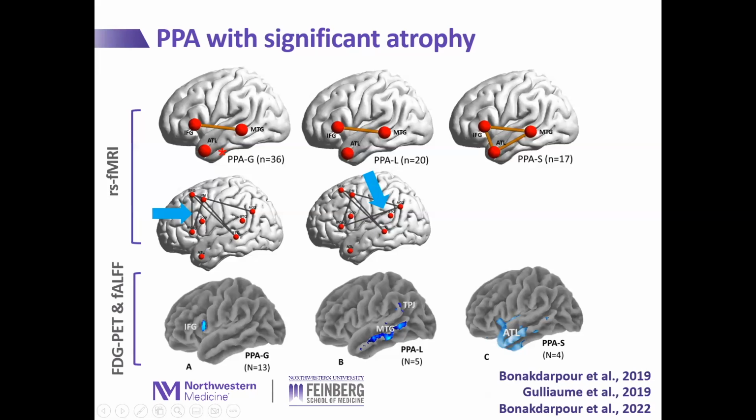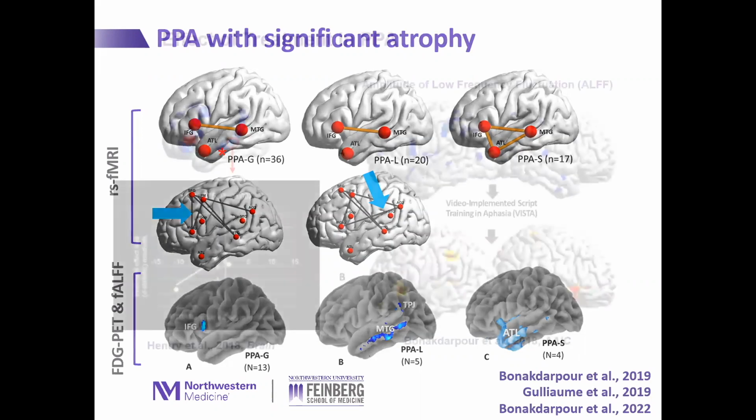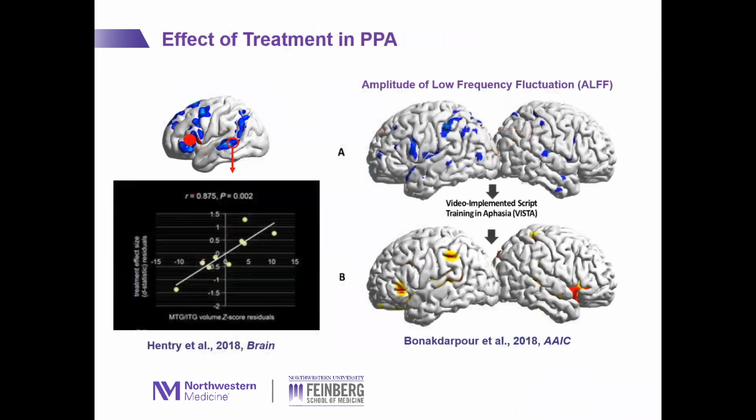Where we are now is, we want to do multimodal analysis to see how much each of these contributes to symptoms: the atrophy, resting state, and PET scan. That's going to be very helpful for our understanding of symptoms and also responsiveness to treatment.